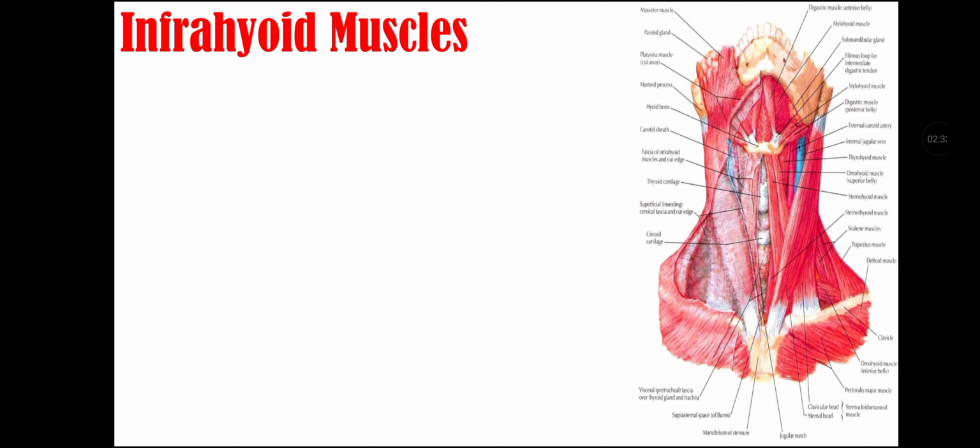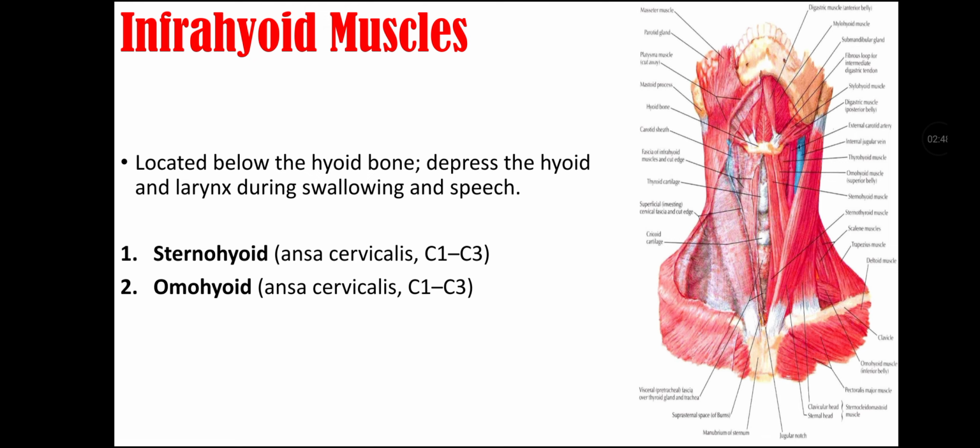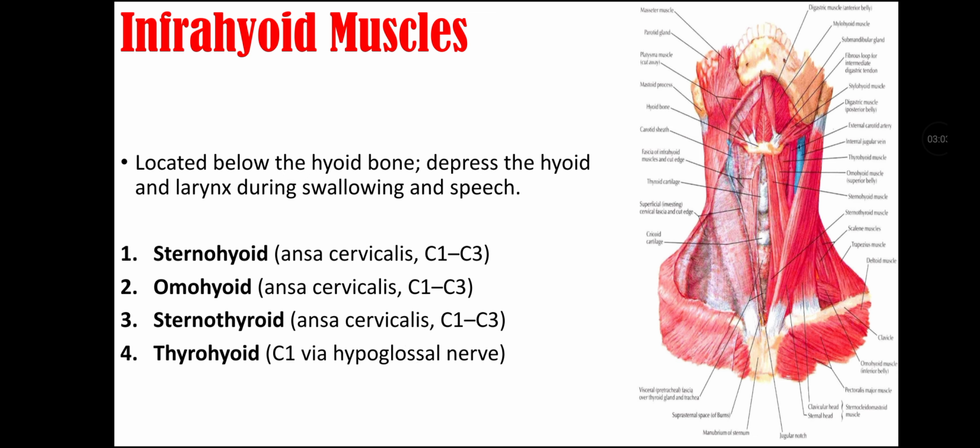Now let's talk about infrahyoid muscles of the neck. Infrahyoid muscles are located below the hyoid bone. They depress the hyoid bone and larynx during swallowing and speech. They include the sternohyoid muscle, supplied by ansa cervicalis C1 to C3. Second infrahyoid muscle is the omohyoid muscle, also supplied by ansa cervicalis. Third is the sternothyroid muscle, also supplied by ansa cervicalis. And the fourth infrahyoid muscle is thyrohyoid, supplied by C1 through the hypoglossal nerve.